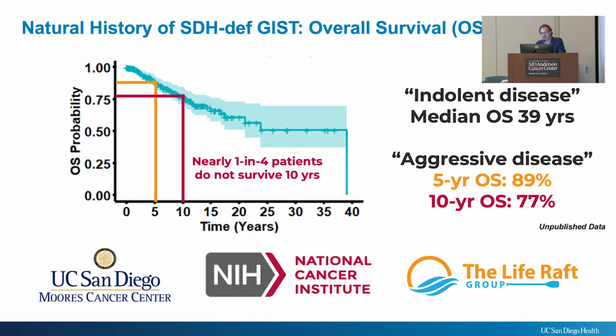This is how many at 10 years. So at 5 years, 11% of people have passed away. At 10 years, 77, or 23%, have passed away. And then you can sort of see things flattening out with time. But it raises the question of whether 1 in every 4 of these SDH-deficient GIST patients may not be surviving all the way out to 10 years.